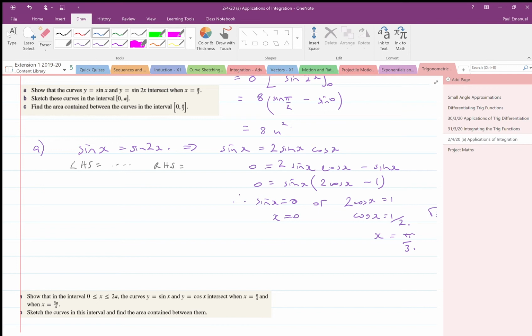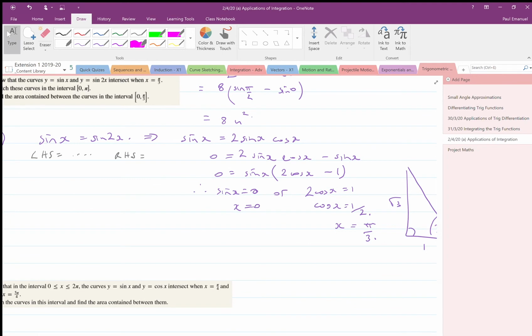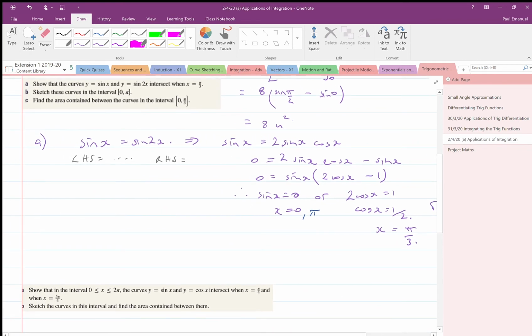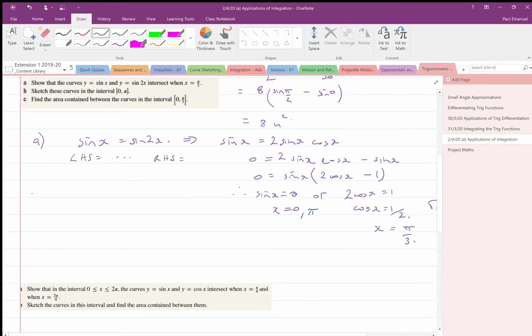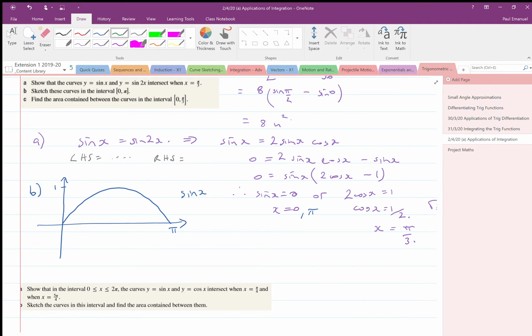Sketch these curves in the interval from 0 to pi. So this is actually true at pi as well here. Sine x equals 0 at pi. Let's just squeeze it in here. So sine x does that to pi. Sine 2x does a full period, so it will pass through here and here, like that. Okay, and here's pi over 3.